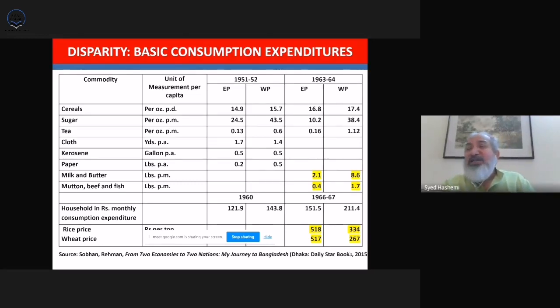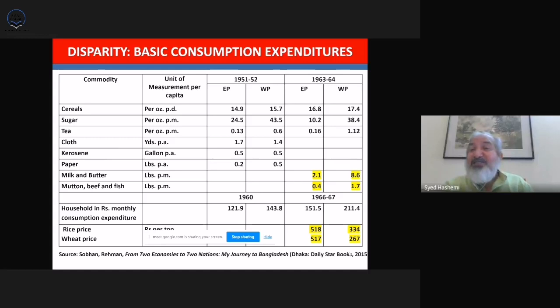So let's just look at the highlighted ones. Let's look at milk and butter. In East Pakistan, this is pounds per month, East Pakistani people would consume 2.1 pounds per month of milk and butter. West Pakistanis, 8.6. Mutton, beef, and fish, East Pakistanis would consume 0.4 pounds per month. West Pakistanis would consume 1.7 pounds per month, implying huge differences in some of the consumption patterns.